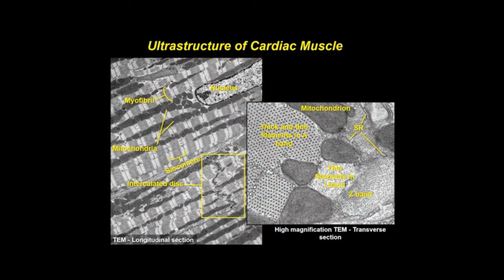In longitudinal section, the regular repeating arrays of myofibrils and mitochondria of cardiac myocytes are revealed. The sarcomere banding is consistent with the sliding filament mechanism that causes contraction. Mitochondria make up 20 to 25% of the volume of each cell. Adjacent cells are joined by intercalated discs. In transverse section on the right, the orderly arrangement of thick and thin filaments is seen at A and I band levels, with large mitochondria and SR between the myofibrils.